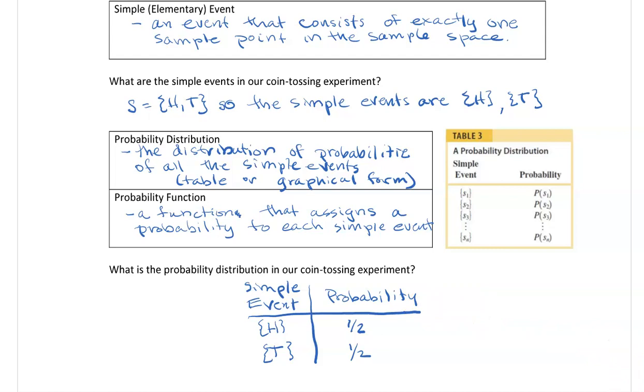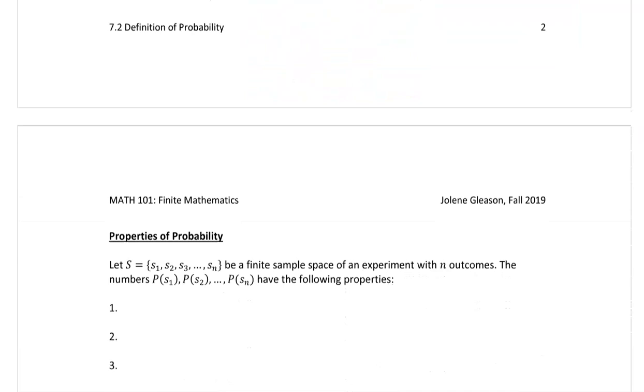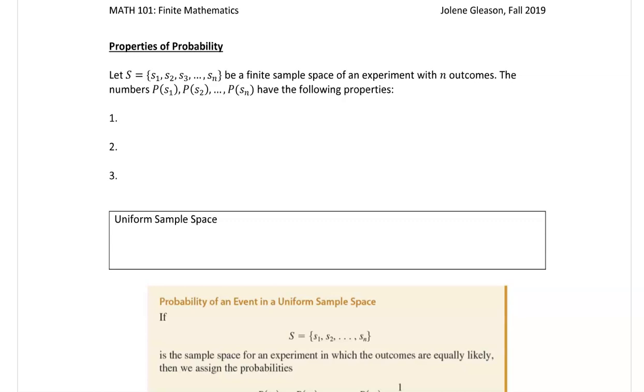Alrighty, so let's move on. Properties of probability. First of all, I'm just going to write this property, and then we'll talk about what it means. The first property is that the probability of an event, I'm just going to call it S_i, is between 0 and 1. So what does that mean? All of that's saying is that for any single simple event, probabilities are between 0 and 1, which we kind of already figured out.